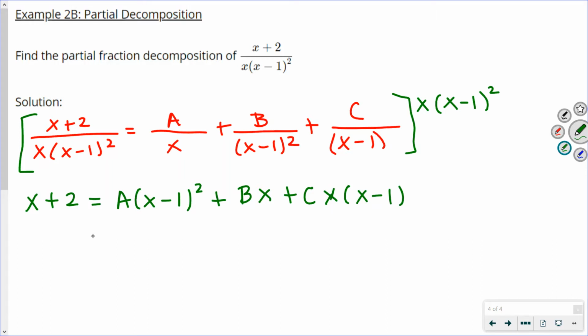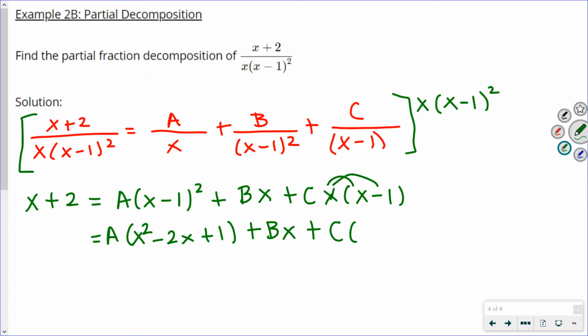The next step we're going to do is expand this out, FOIL it out, if you will. So you can FOIL it on your computer, on your calculator, or you can do it in your head or by hand, whatever. When we FOIL this out, we get x² - 2x + 1, plus Bx, plus, and I'm going to go ahead and distribute this x, so I get C and then (x² - x).